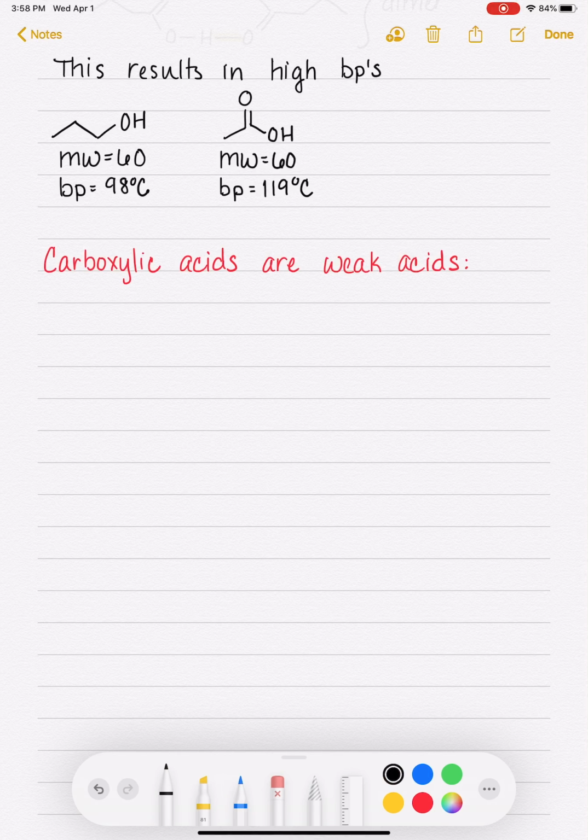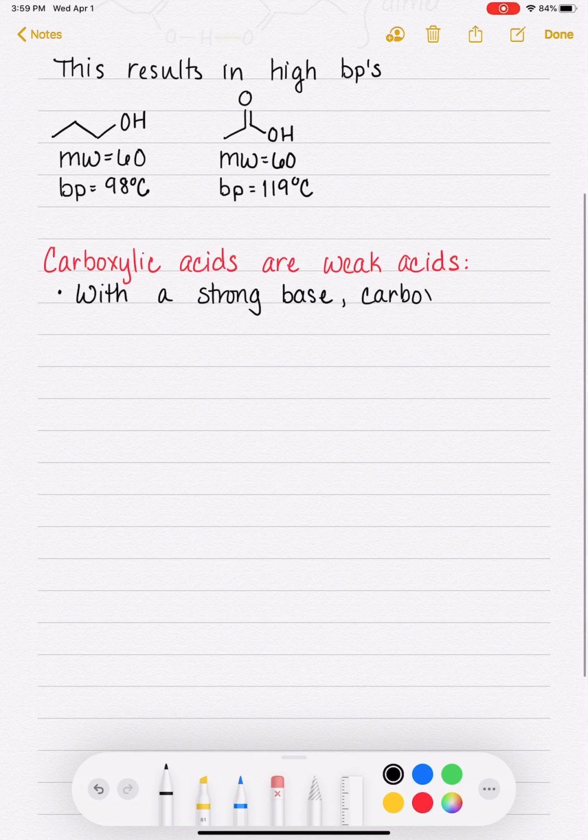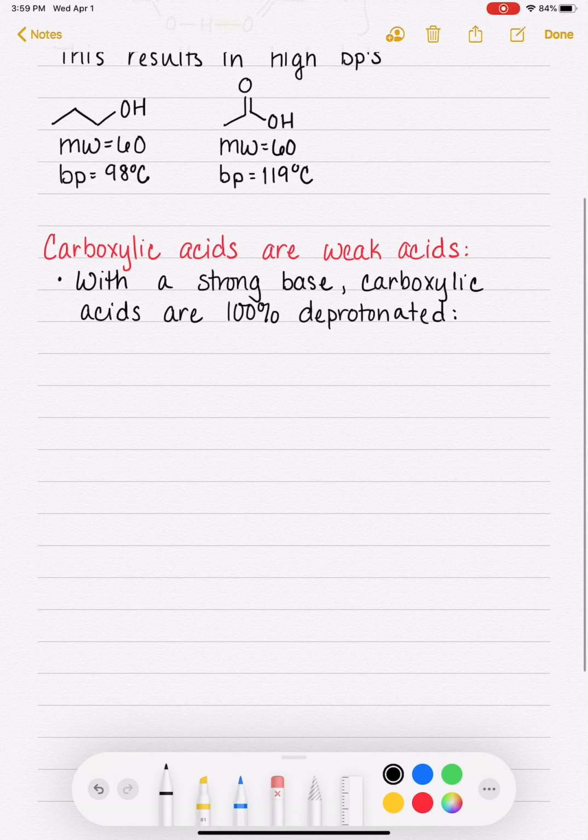So if you react a carboxylic acid with a strong base, because the strong base is controlling the reaction, you're going to get a total reaction. The carboxylic acids are completely deprotonated. And again, this is being driven by the strong base. The strong base is what's driving the 100% dissociation or deprotonation.